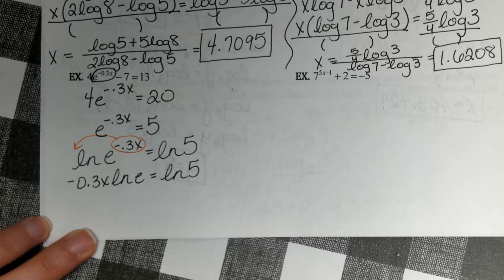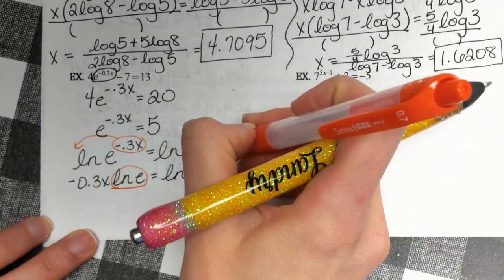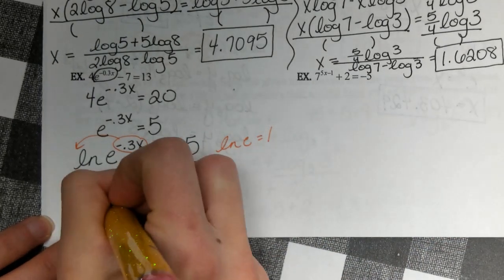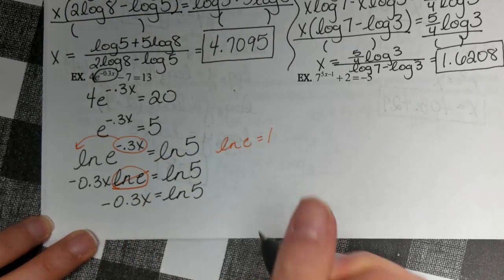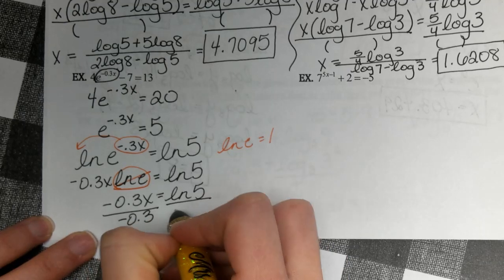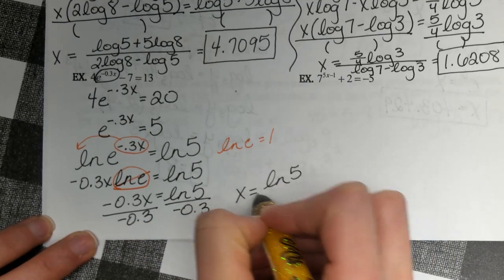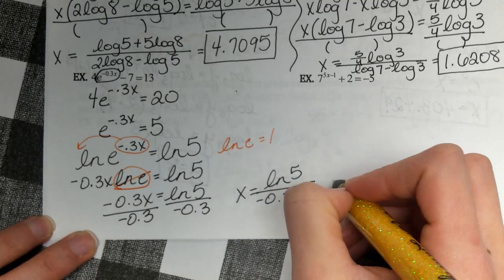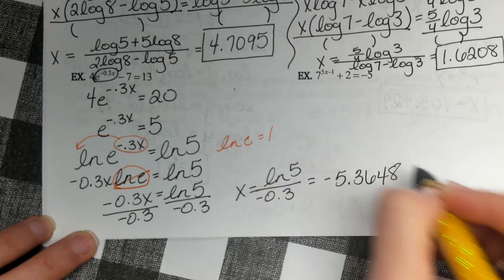Okay, well, what's the natural log of e? Natural log of e is 1. So I just have negative 0.3x equals natural log of 5. So I just divide by negative 0.3. Which is a negative 5.3648.